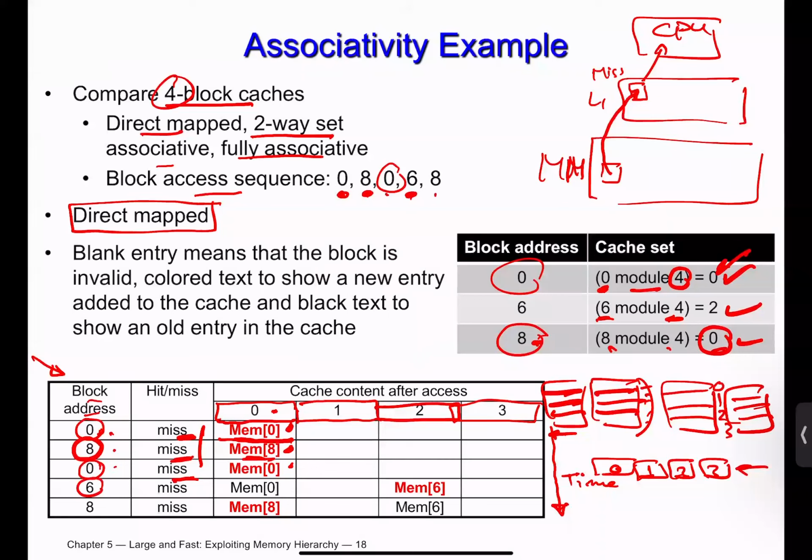Then I need to go to 6. 6 means that I need to park in 2. So I will go here to 2. Is memory of 6 there? No. Of course, previously there was nothing there. So again, I miss. When I miss, I copy memory of 6 to this particular location. The last thing is memory of 8. Memory of 8 means that I need location 0. I will go to location 0. Unfortunately, previously I had memory of 0. So again, I miss. I need to overwrite it and write memory of 8. So as you can see, in this whole scenario, all of my attempts are misses.